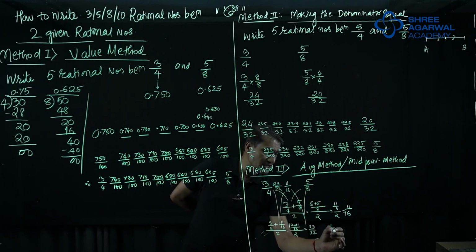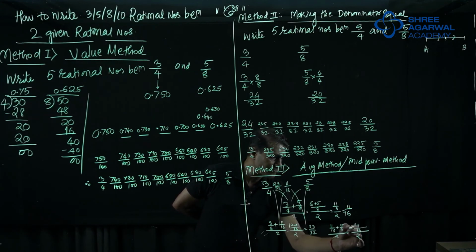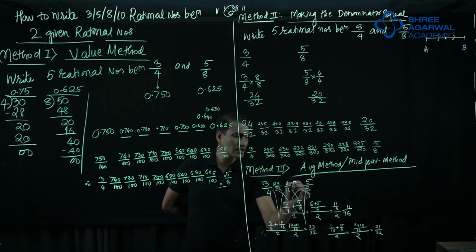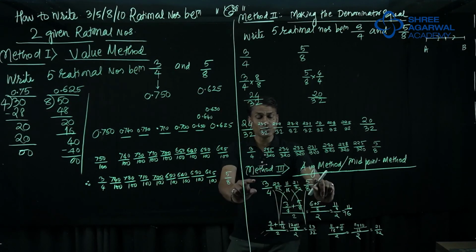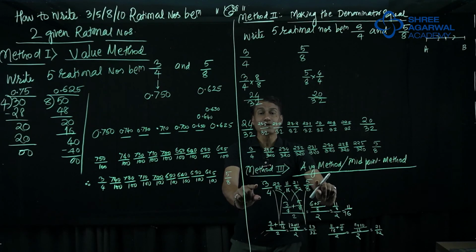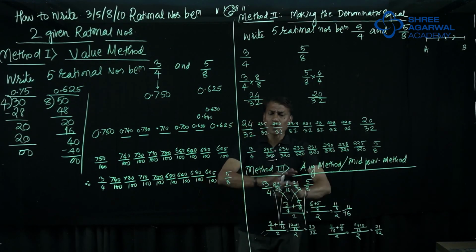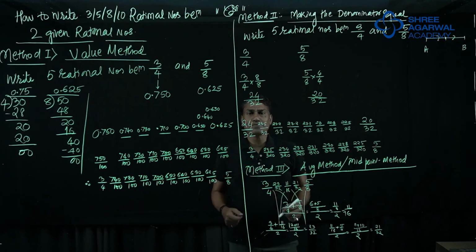And the average of these two I am taking here. 11 upon 16 plus 5 upon 8, upon 2. LCM of 8 and 16 is 16. So 11 plus 5 2s are 10 means 21 upon 32. So here comes 21 upon 32. So we wrote three numbers between these two rational numbers. By which method? Average method. You can go on. You can find the average of these two, find the average of these two, and you get many numbers.